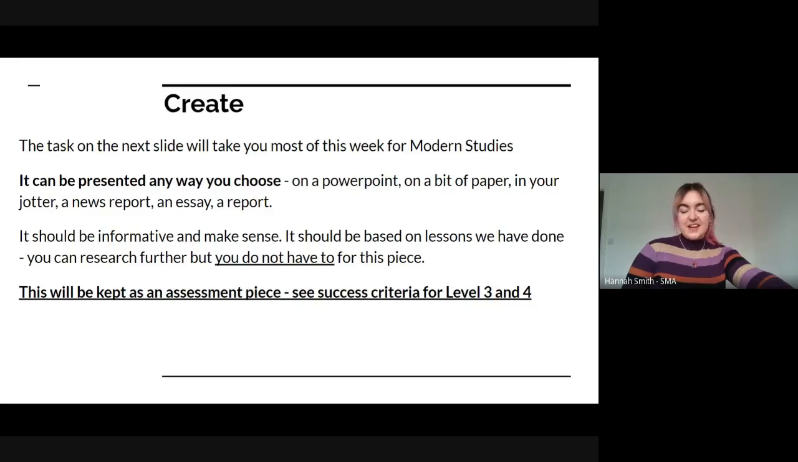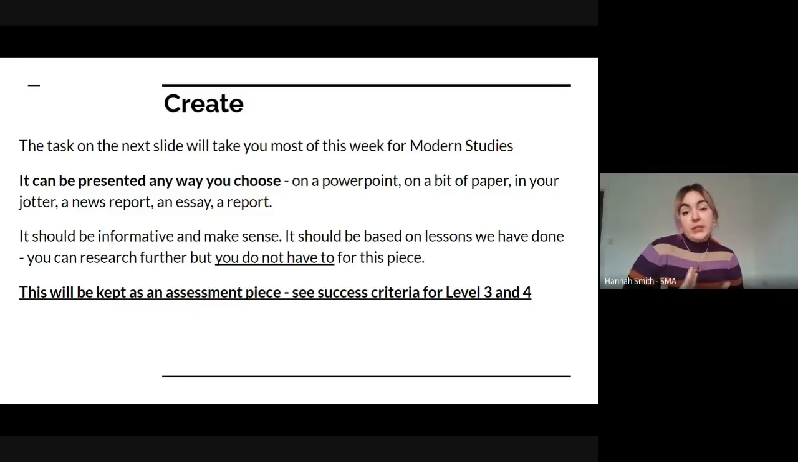Hello everyone, I am going to keep this short and sweet this week. Your task is going to take you, hopefully, at least 2, if not the 3 periods that you have for modern studies this week. Now, obviously, as teachers, we are very much recommending that you follow your timetable. However, I'm also aware that sometimes you get stuck into things and you just want a 5-10 minutes extra.